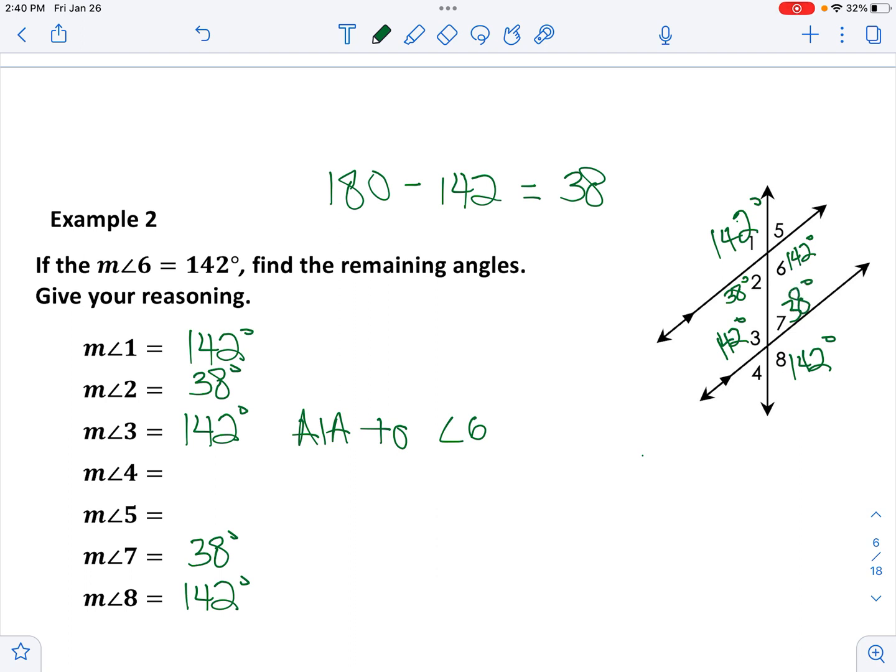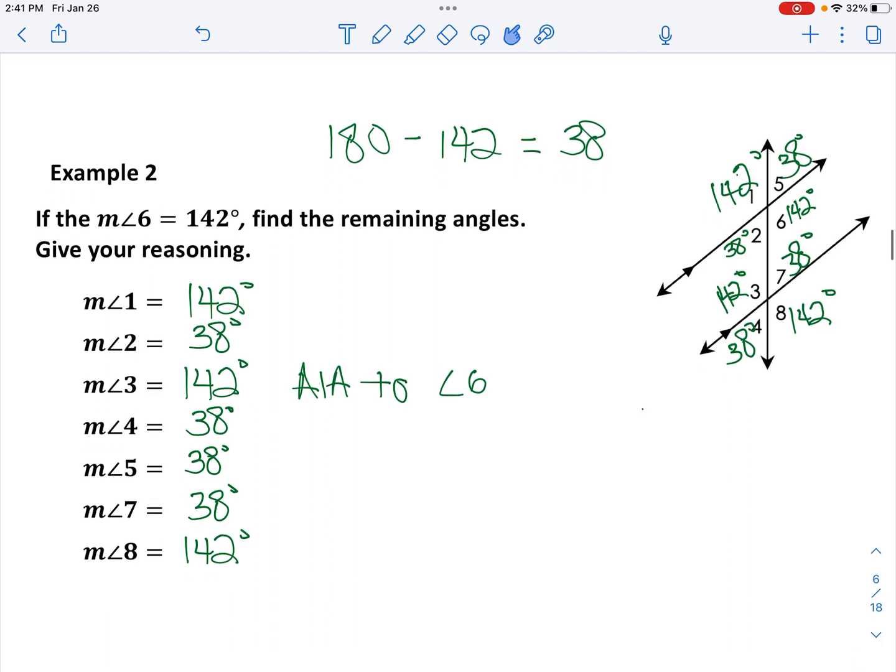Okay, and then 5 and 7 are corresponding. So I now know that 5 is also 38 degrees. And then the last one, angle 4, is 38 degrees because they are alternate exterior angles with angle 5. So that's how you're doing those, explaining it as you go or writing your reasoning if you're on a worksheet, but making sure that you can understand and explain your thought process.